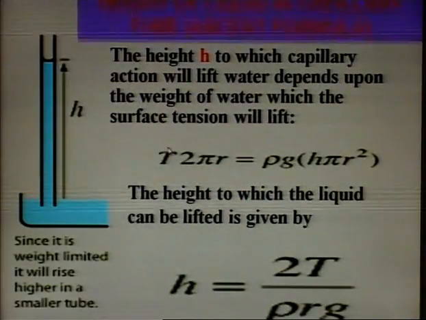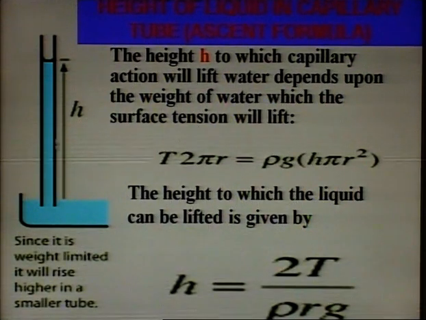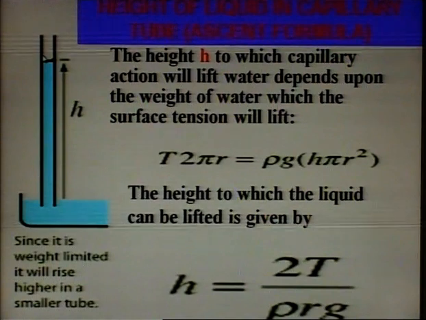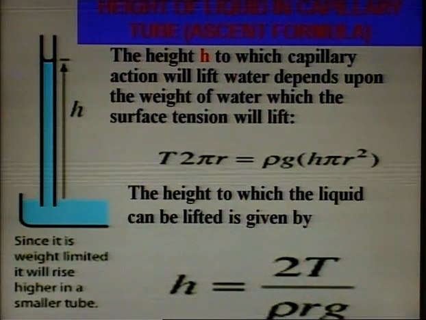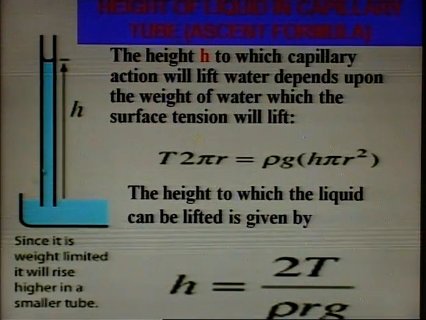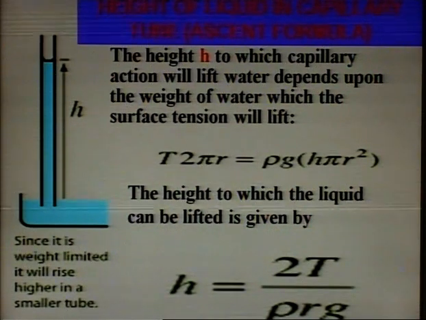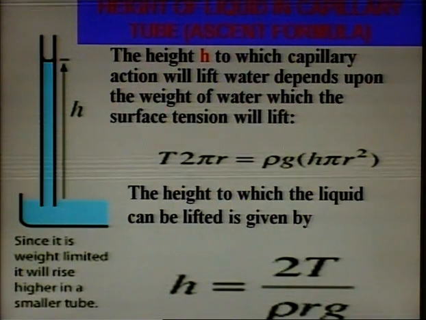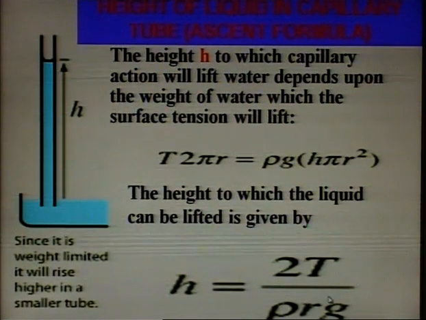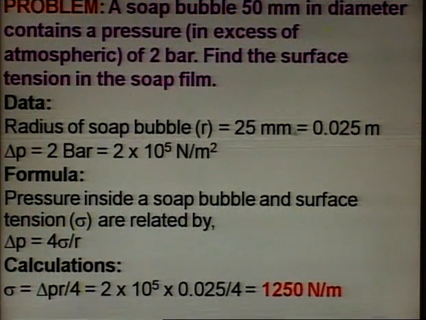Now this formula is for the rise of liquid in a capillary tube, this height h. We call this formula the ascent formula. This ascent formula, the rise of liquid in a capillary tube h, is given as 2T upon rho R g, where T is surface tension, rho is density of the liquid, R is radius of the tube and g is acceleration due to gravity. We will use these formulae to solve a few problems.